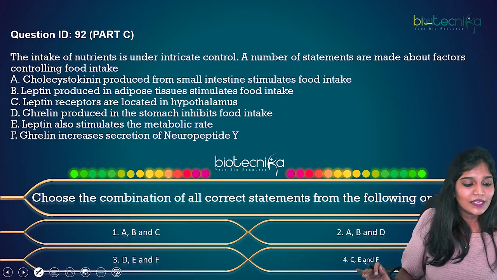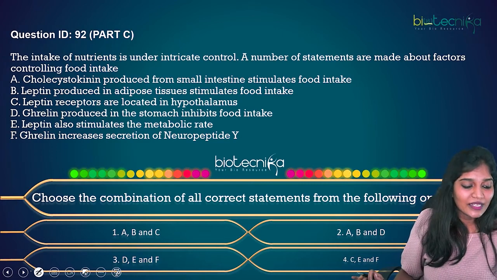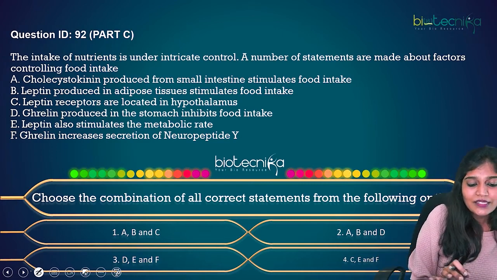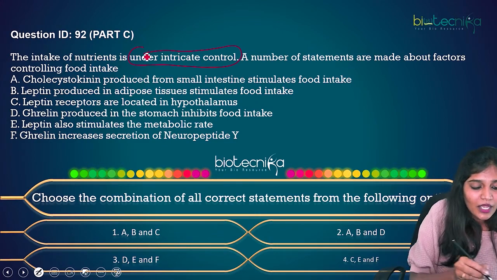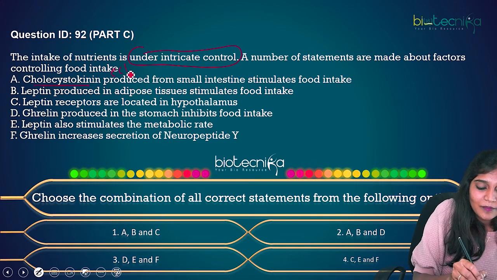Okay. The next question, the last question, question ID 92, part C. The intake of nutrients is under intricate control. Yes, all these things happen under our internal control. Cholecystokinin, which is CCK.